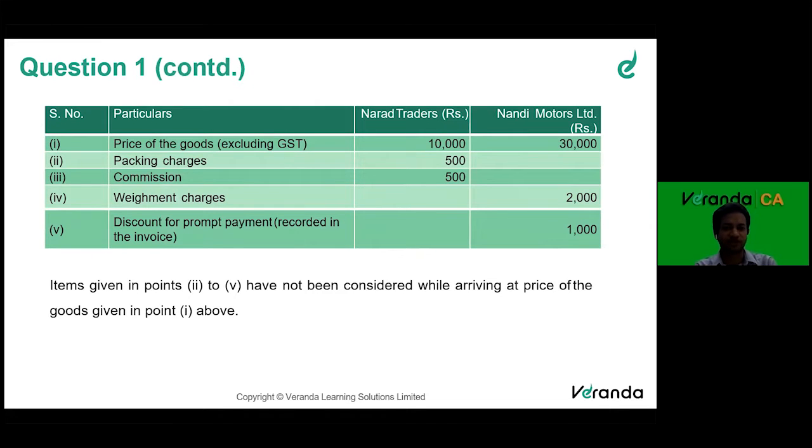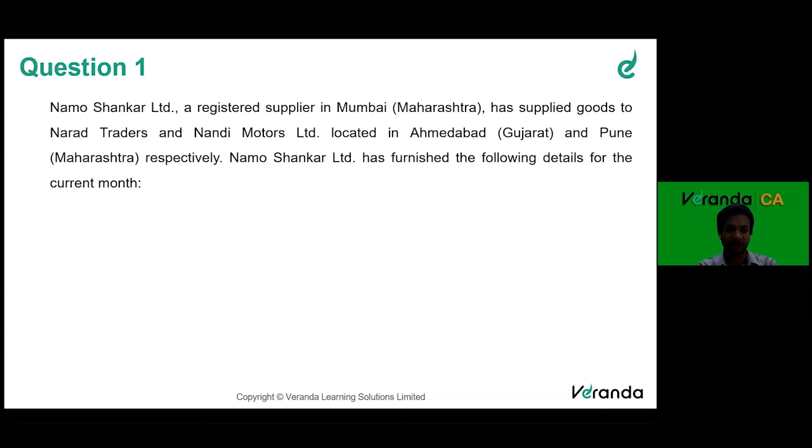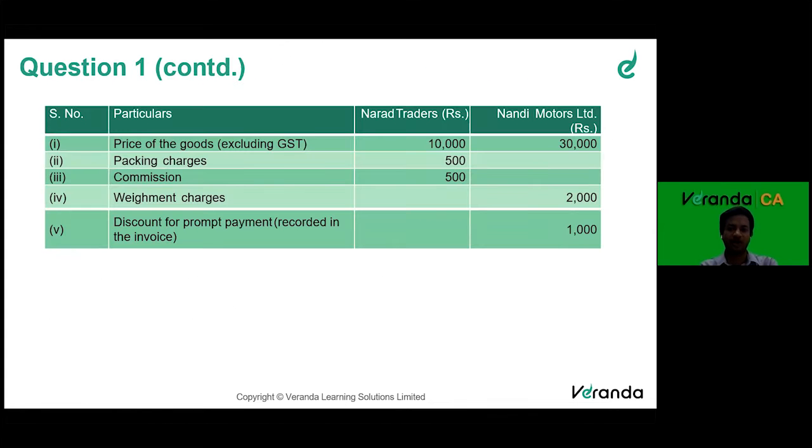So the price of the goods is given excluding GST: 10,000 to Narad Traders, who is in Ahmedabad, and 30,000 to Nandi Motors, who is in Pune, Maharashtra. Then the supplier has levied other incidental charges like packing charges 500, commission 500 rupees, weighment charges to Nandi Motors 2,000 rupees, and there's a discount for prompt payment recorded in the invoice for 1,000 rupees to Nandi Motors. These are the facts.